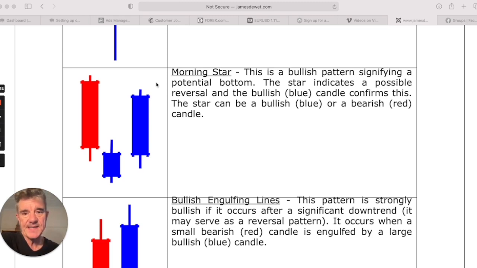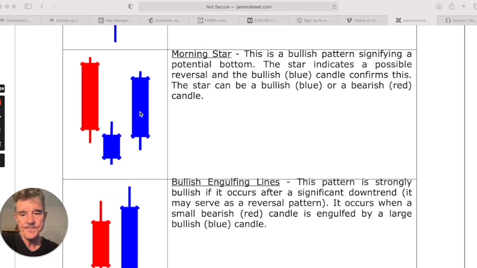It's a bullish pattern signifying a potential bottom. The star indicates a possible reversal, and the bullish blue candle confirms this. We're talking about this bullish blue candle. The star can be a bullish or a bearish, blue or red. Doesn't matter what the star looks like, this one here. Okay, I think that's quite clear. So once again, once you start looking at your own charts and once you've got them set up, you can look for examples of all of these and you'll be able to spot them pretty easily.